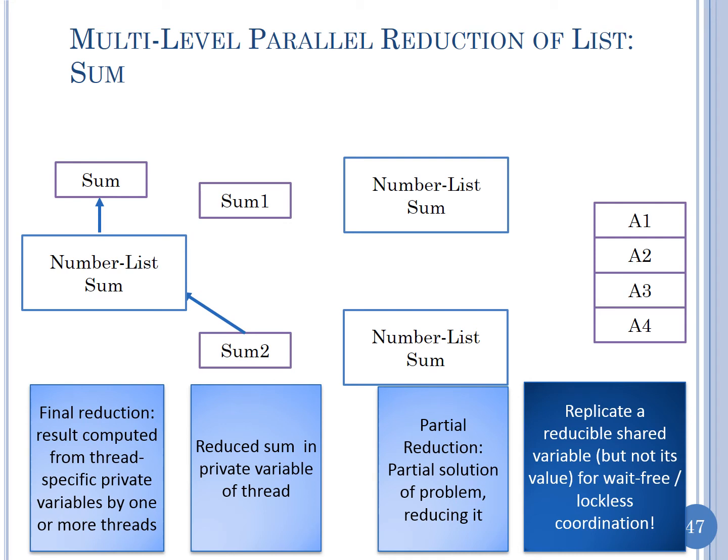So this is actually a very interesting thing, that sometimes you can solve an atomicity problem by replicating the variable. We had one variable sum that we had to compute. We replicated it, not its value. The values are being computed separately, but we made multiple copies of the variable so that threads can access it independently. Each thread has a copy of it. And so this allows wait-free, lockless coordination.